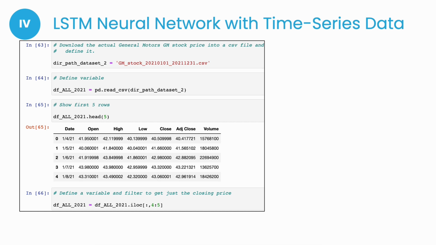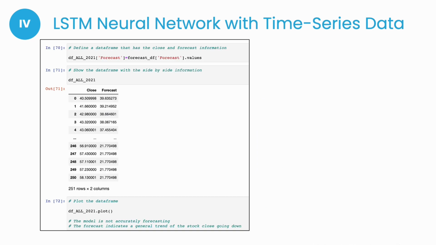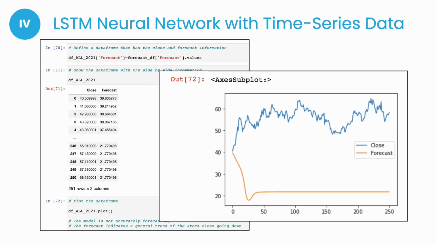I downloaded the 2021 data and uploaded it to the Jupyter Notebook and defined the variable and showed the first 5 rows. Then I narrowed the data set to only have the close price, and I displayed the data and the graph and the forecast values. Then a data frame with the close and forecast information is created, displayed, and plotted, and here it is, with the weird forecast and the actual close prices for 2021.